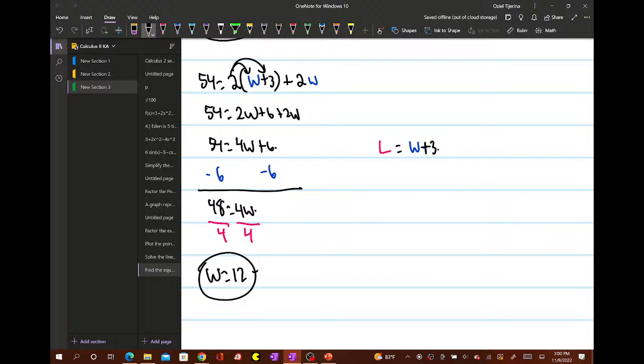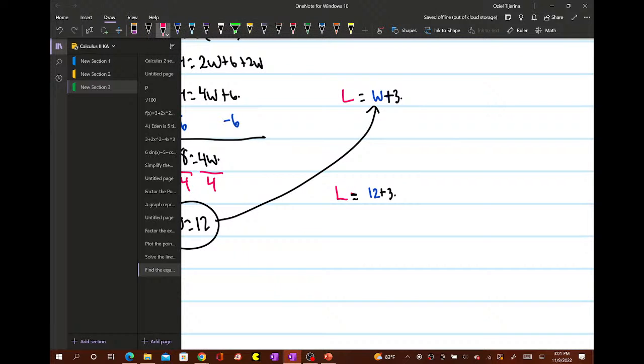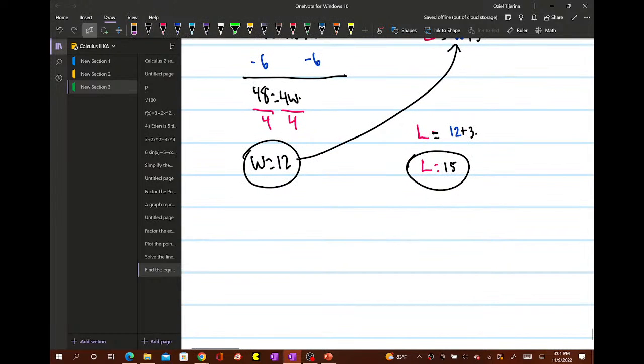So we know that W is 12, right? So the length is equal to 12 plus 3. So the length will be equal to 15. So the dimensions are 12 by 15 feet.